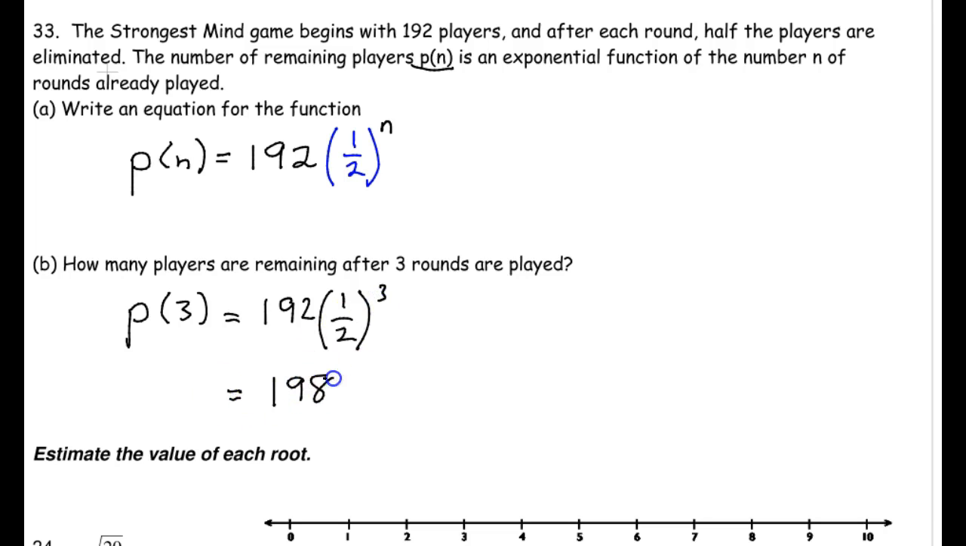So half times a half times a half is 1/8, right? Which is just the same as, how did I get 8 here? Oh, that's fine. That should be a 2 from above. Okay. And then 192 times 1/8, same as 192 divided by 8, and we get an answer of 24. We have 24 players remaining after 3 rounds.